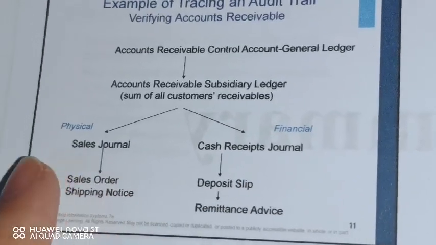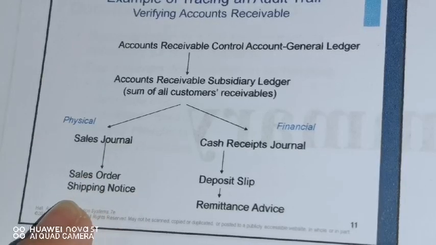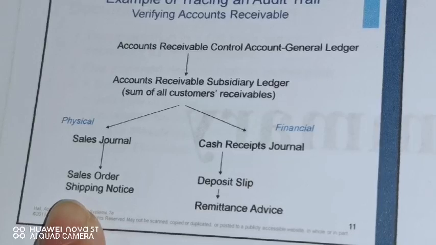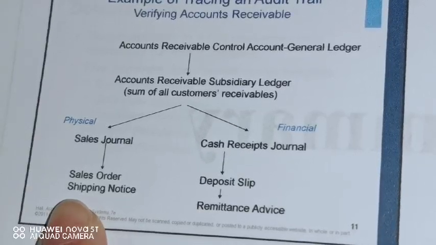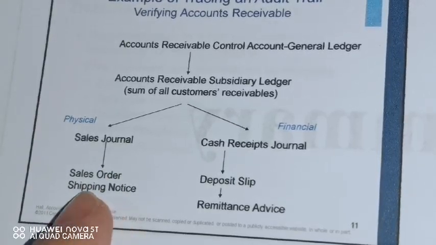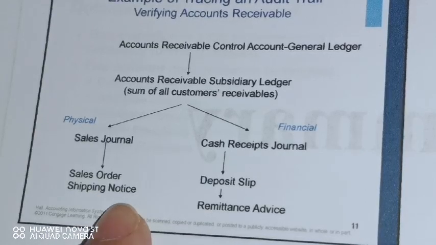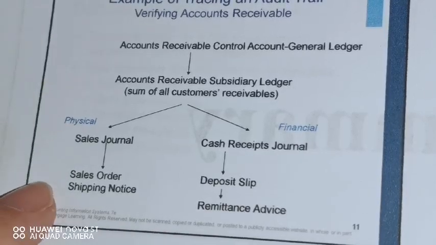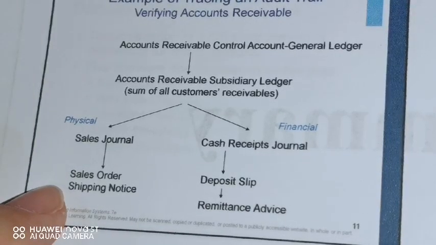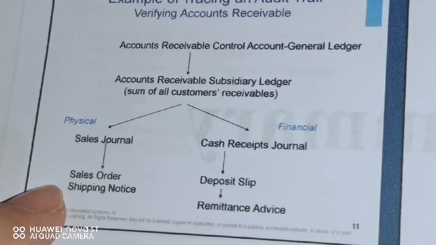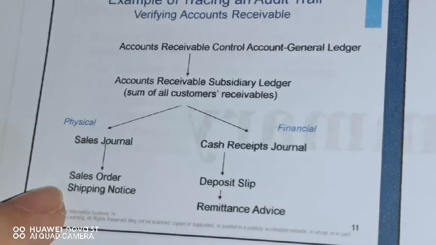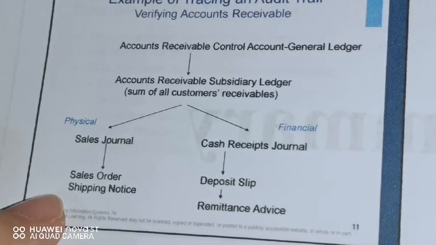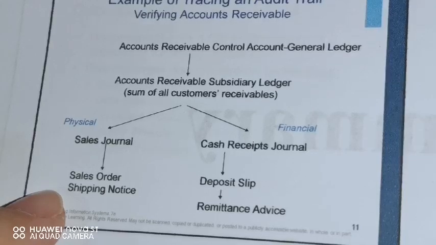So, what is the physical aspect? So, these are the sales journal, the sales order, and the shipping notice. Kasi dito mo mave-verify kung nagkaroon nga ba talaga ng sales. So, from sales journal, ang source document niyan is the sales order and the shipping notice. Sales order, yun yung galing sa customer that they are ordering this specific product with this number of quantities. And then the shipping notice is the evidence that these orders were actually shipped to the customers.